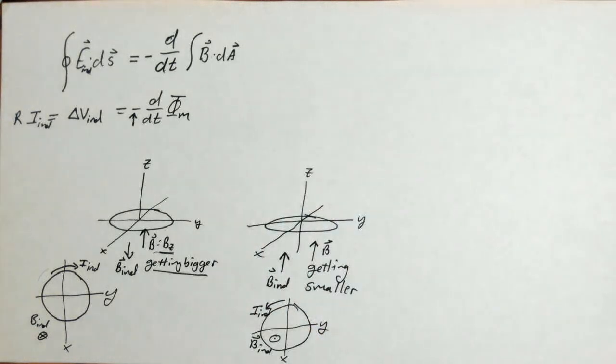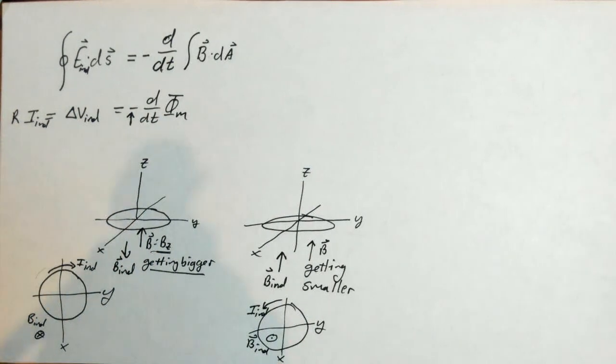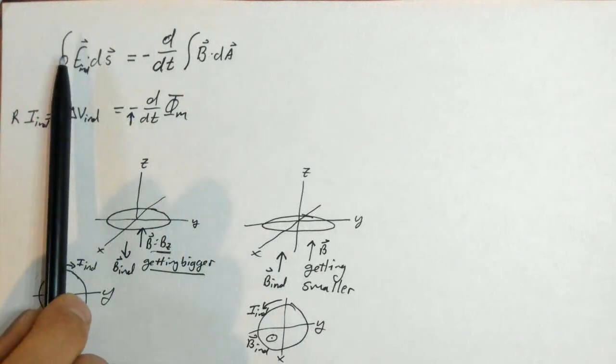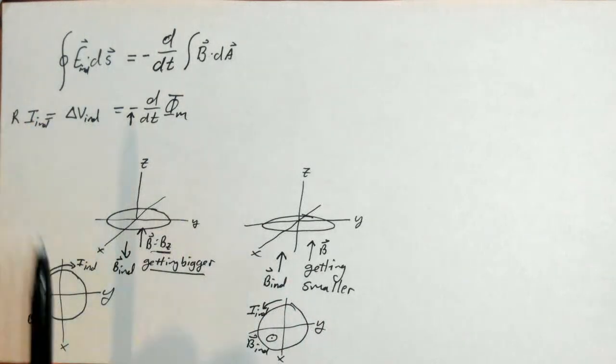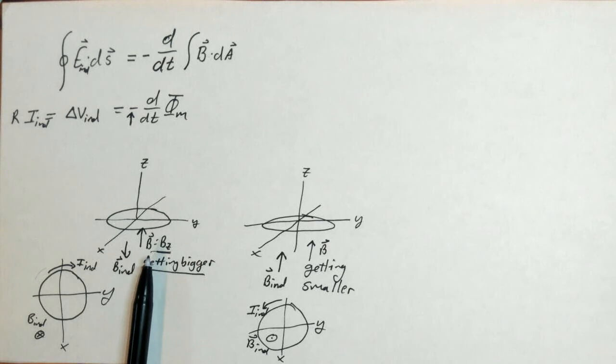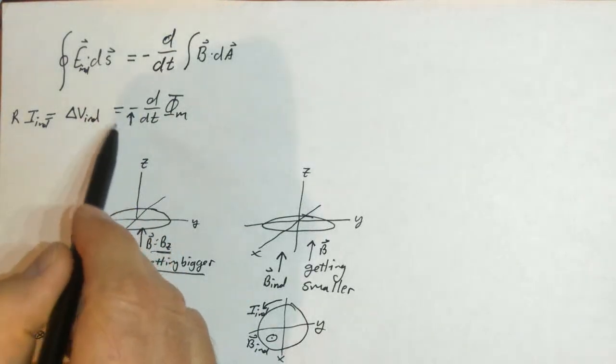Okay? And we could have reversed this. I could have the B field going down, and getting bigger, or going down and getting smaller. The main idea is that the electric fields will create a current to flow such that the induced magnetic field created by that induced current will oppose the change. So it's not as important what direction the applied field points. It's whether or not it's getting bigger or smaller. Okay, so that is Lenz's law.